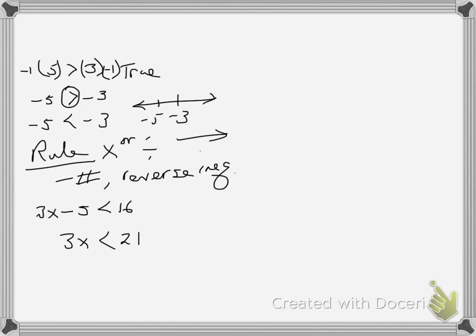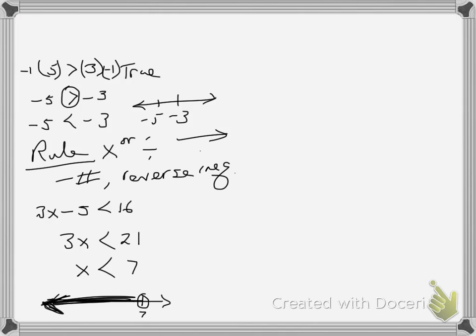I would divide by 3. Am I dividing by a negative number? No. So I would go ahead and leave it a less than sign, and we get 21 over 3, or 7. Then to graph my solution, I would have a 7. I would not want to include the 7, so I have an open circle, and I graph everything to the left. And that's exactly what they're expecting you to do.